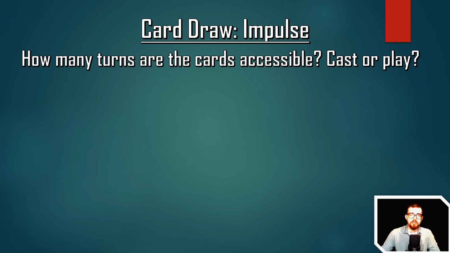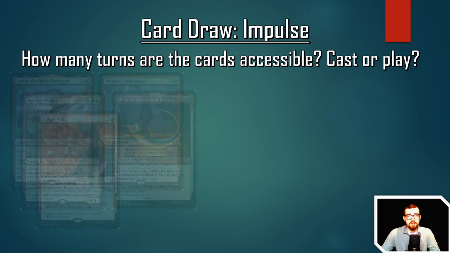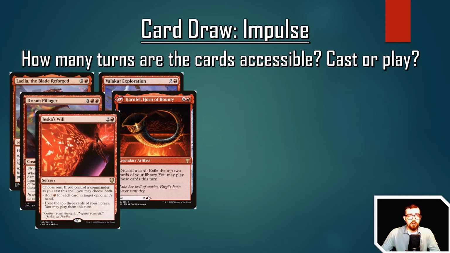And then certain cards are going to say that you can have access to this until the end of your turn or the end of your next turn, which is a very large difference. These particular cards are going to say until the end of your turn: Laelia, the Blade Reforged, Valakut Exploration, Dream Pillager, Harnfel, the Horn of Bounty, which is the backside of Bergie, and Jeska's Will. These are all going to say play, and they're all going to say until end of turn. The interesting thing about these is they usually don't cost you additional options to activate.